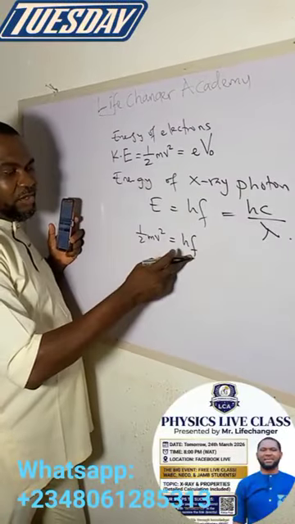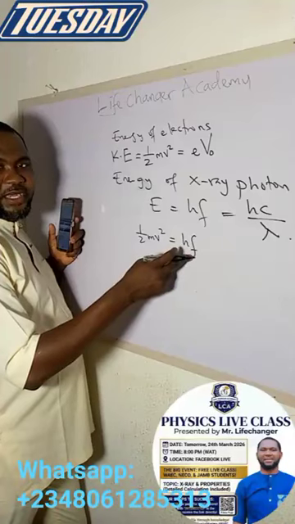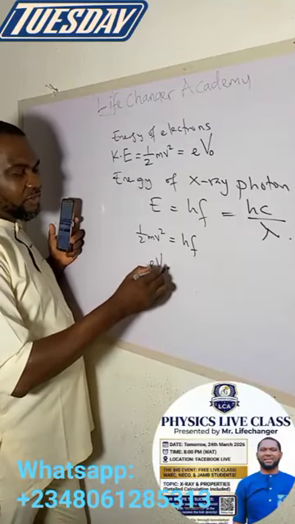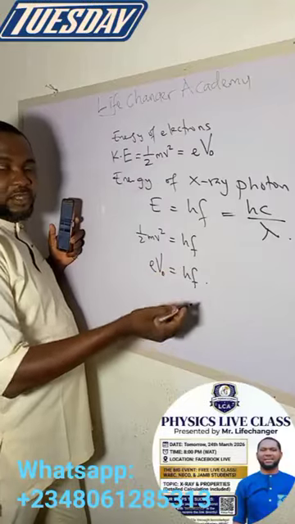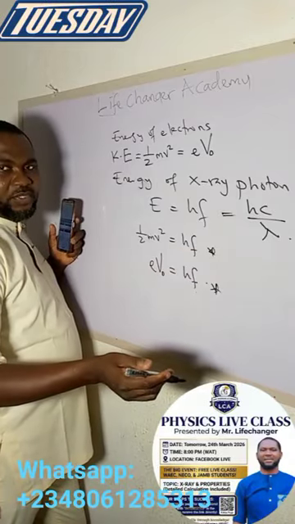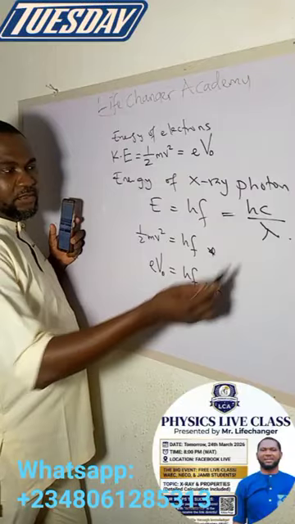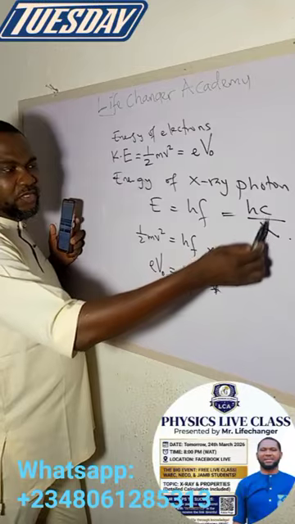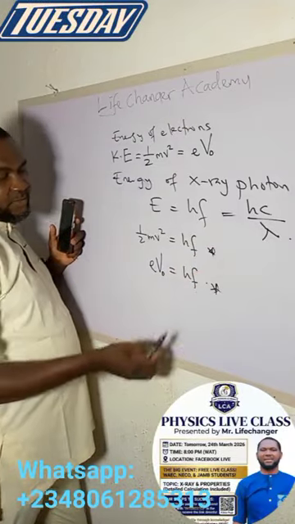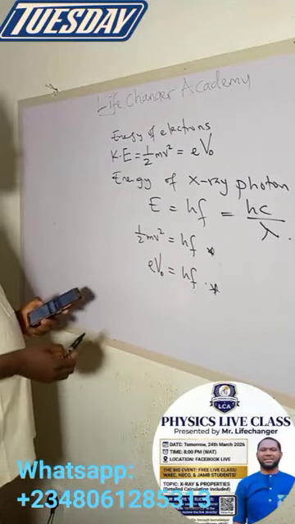Kinetic energy is being converted to X-ray energy, electromagnetic energy. Sometimes you can have eV equals hf. If you know these formulas, then you can solve any question involving X-ray. And don't forget that f can also be c over lambda, the speed of light divided by wavelength. I'd like you to write that down before we see questions.